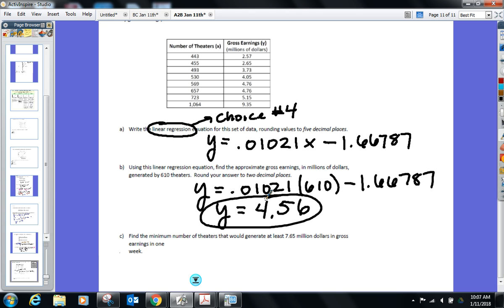Find the minimum number of theaters that would generate 7.65 million. Oh, hey, how you been? Right at the end of class. Thanks, appreciate it. So where did the 7.65 million go now? In format, yep. Y, and now you're solving for X, yes.